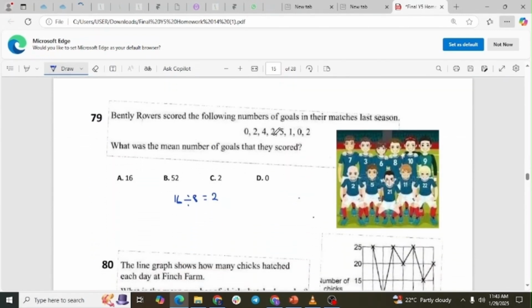Question 79. What was the mean number of goals scored? 0, 2, 4, 2, 5, 1, 0, 2. Correct answer C, 2. Explanation. Add all the numbers. 0 plus 2 plus 4 plus 2 plus 5 plus 1 plus 0 plus 2 equals 16. Divide by 8 games. 16 divided by 8 equals 2.